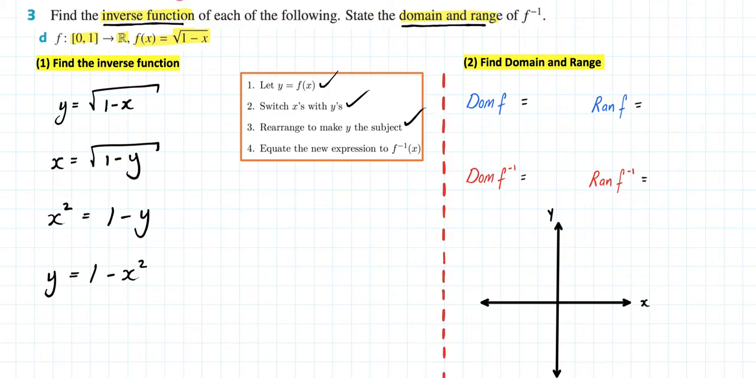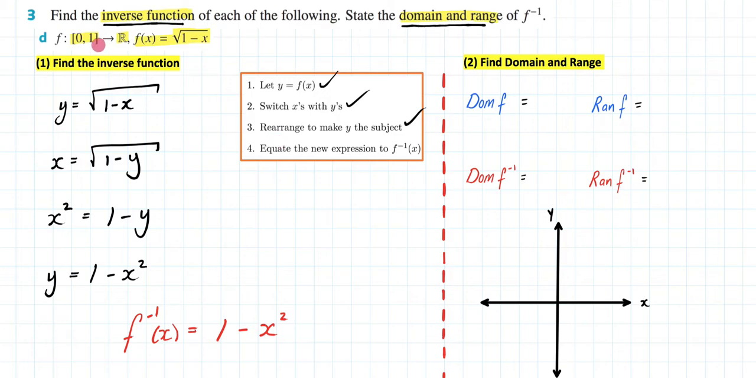The final thing that we need to do is equate the new expression to the inverse of f. So the inverse of f is equal to 1 minus x squared. And that's your answer for the first part. We now need to figure out what my domain and range of the inverse is going to be. The best way to do this is by first figuring out what the domain and range of f will be.